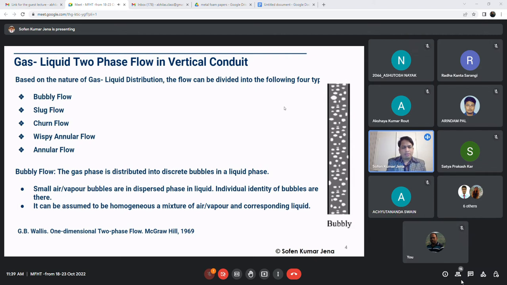In this bubbly flow, the small air bubbles are dispersed in the dispersed space. Their individual identity is very difficult to track. If you're computationally tracking, these bubbles are so small in nature that individually tracking a bubble is very difficult. So the individual identity is not known, but as a whole in the bulk fluid they represent their existence. So you can assume them as a homogeneous mixture of liquid and gas in a bubbly flow condition.